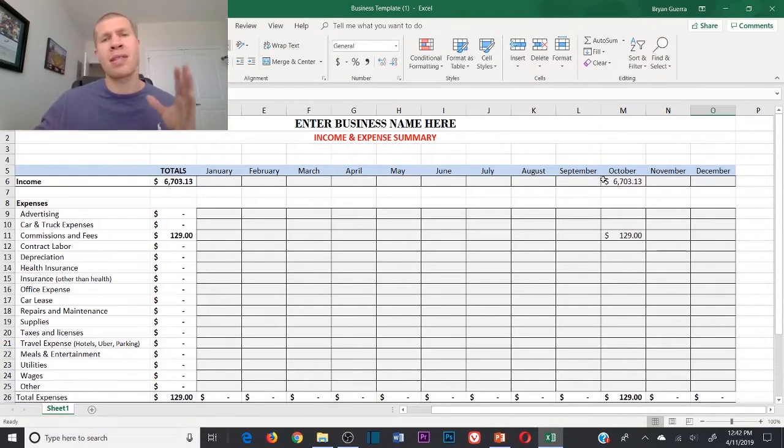You can see the back end because a lot of people don't usually talk about that. But I give countless examples of different expenses that I expense on my business throughout the months of January to June. And then on top of that, I think in the last one in September, it was only $129 for my commissions and fees. And I went through and gave you a bunch of different examples of things that you might expense for advertising, for the cars and the trucks, for contract labor or depreciation or health insurance or utilities, stuff like that.